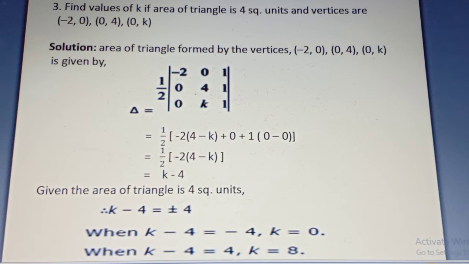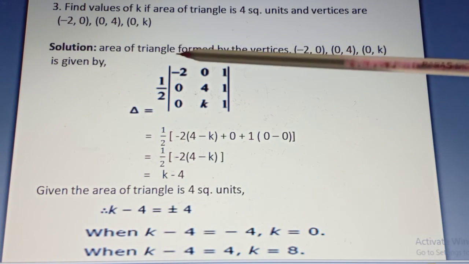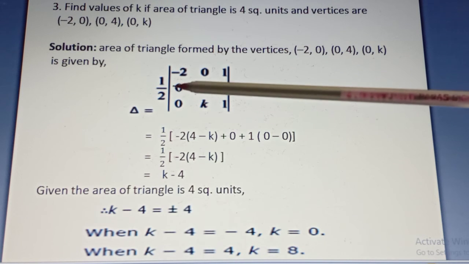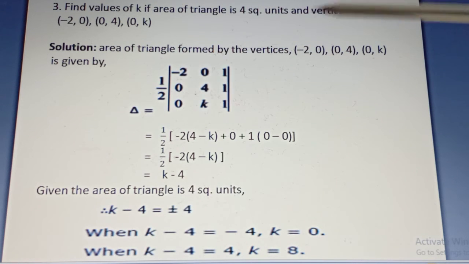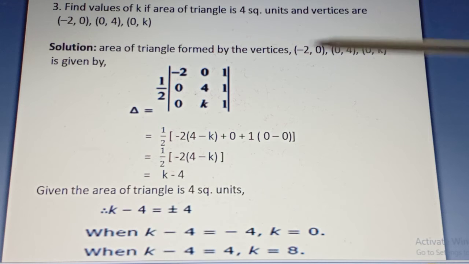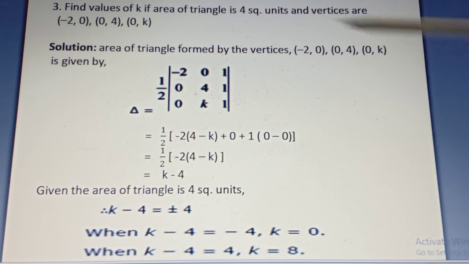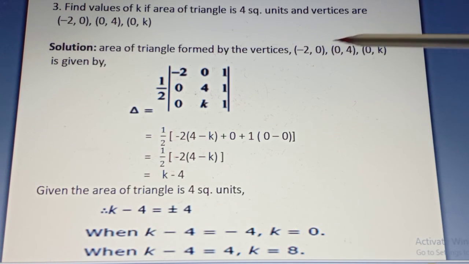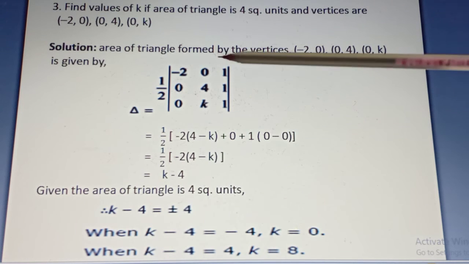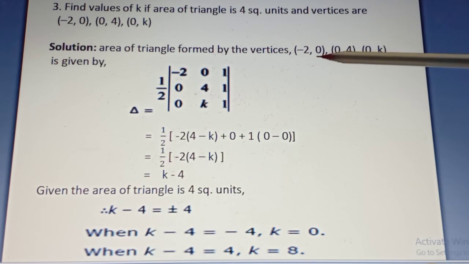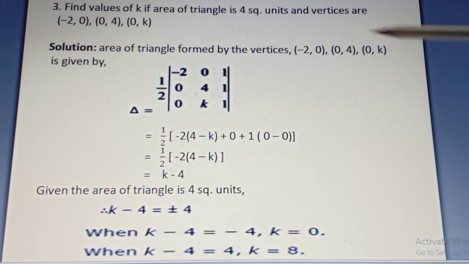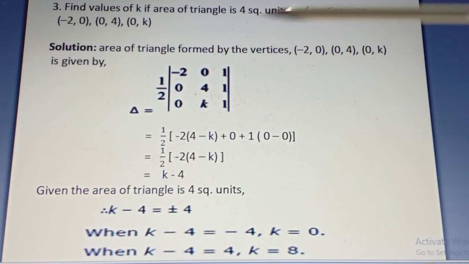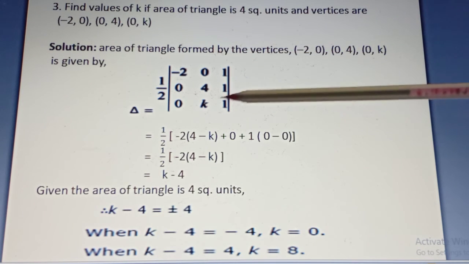So students, let us start with the formula for the area of a triangle. We know that the formula is this one. Here we have to write half into the determinant: first point is x1, x2, x3. In the first column, minus 2, 0, 0. In the second column, y1, y2, y3, so 0, 4, k. And in the third column, 1, 1, 1.